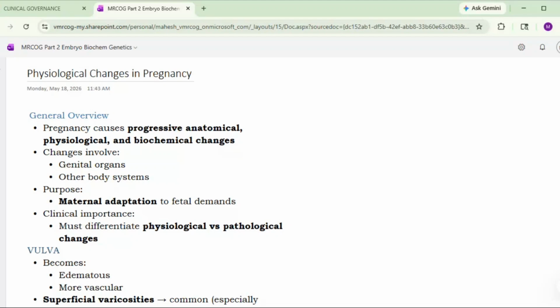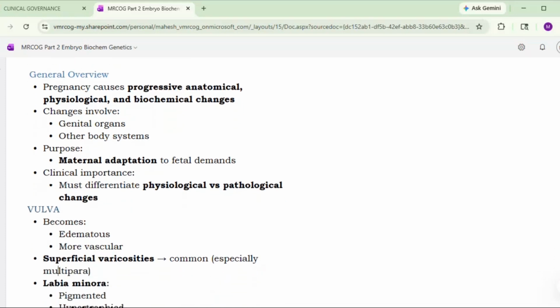So basically, pregnancy causes progressive anatomical, physiological, and biochemical changes. These changes involve the genital organs as well as other body systems. The purpose of these changes is mainly the maternal adaptation to the fetal demands. What is the clinical importance? We should be able to differentiate these physiological changes from the pathological changes. So we will see the changes in the genital organs as well as other body systems.